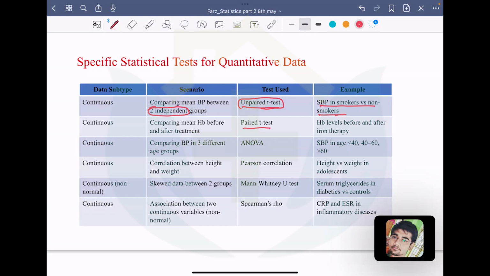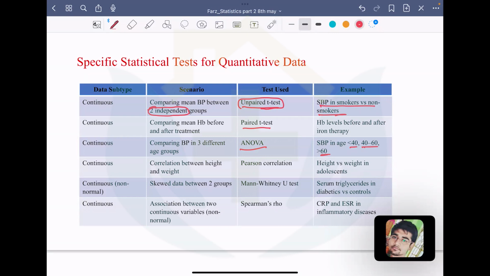When you have more than two groups in continuous data, for example, you divide the group into three, then you can use ANOVA. This is one of the tests. They will not be asking you about the exact formula. Just remember it will be the ANOVA test.